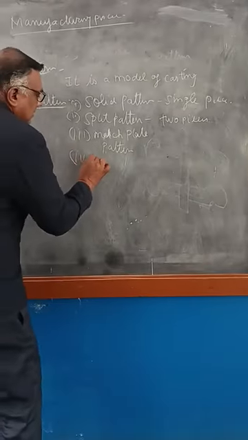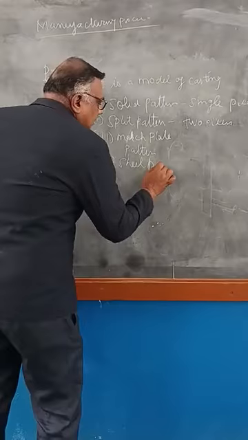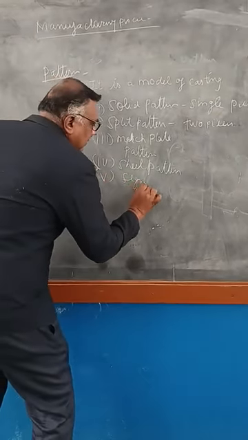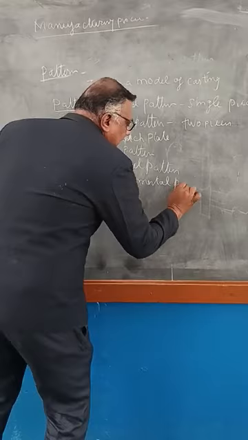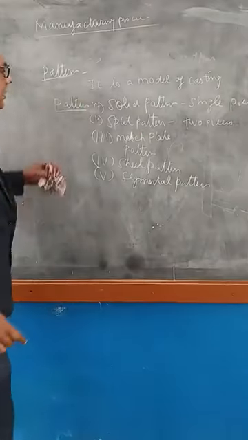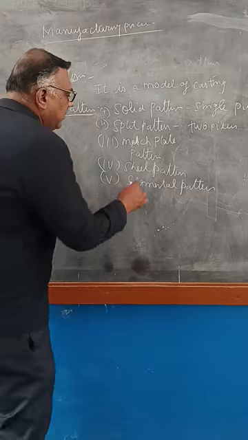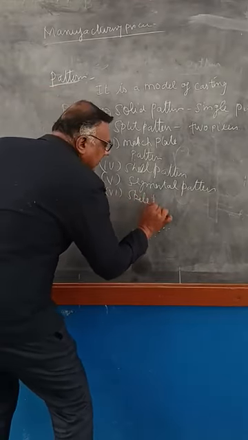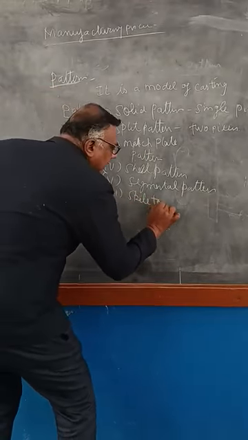Another one is the shell pattern. Next is the segmental pattern. So solid pattern, split pattern, match plate, shell pattern, segmental pattern, skeletal pattern, etc. These are all the types of pattern. For making this pattern, we need a material. It is called a pattern material.